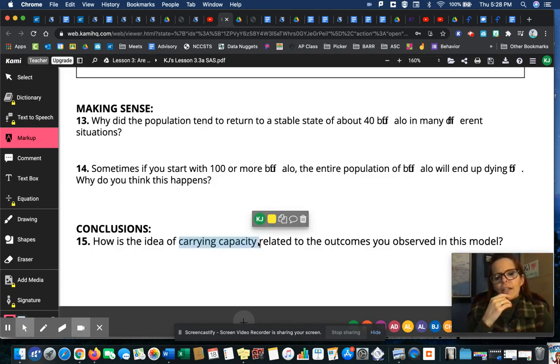So how is the idea of carrying capacity related to the outcomes we observed in this model? Was there a carrying capacity in this environment? Around what number is the carrying capacity? What's the number of animals that can survive without everybody dying off? What's their maximum number without dying? I mean, a few always die, but without a mass die-off, what's the maximum number? So if you're going for the A or a B, then answer 13, 14, and 15 independently, and then go ahead and get it submitted.